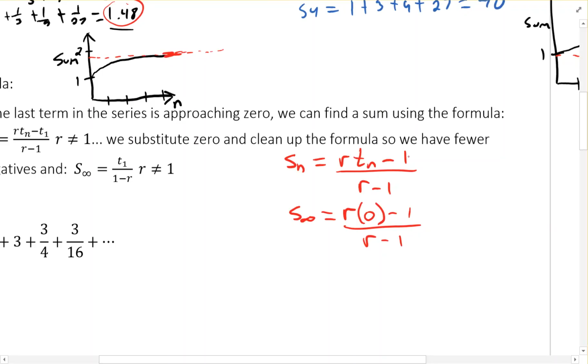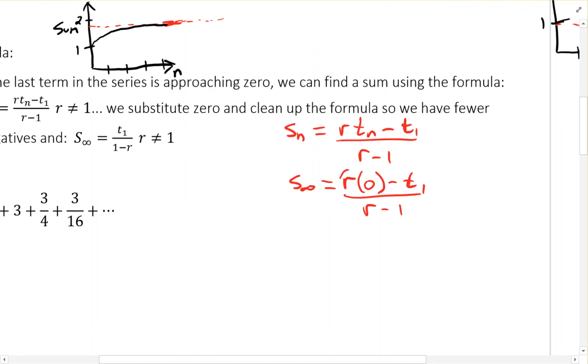Not 1. I thought that looked wrong. T1. Sorry about that. And then T1. So that's what we got, and then over R minus 1. Okay, now that we've got that, let's clean this up. This part of the equation is just equal to 0, so it's gone. So I can say the sum of the infinite series is going to be equal to negative T1 over R minus 1.